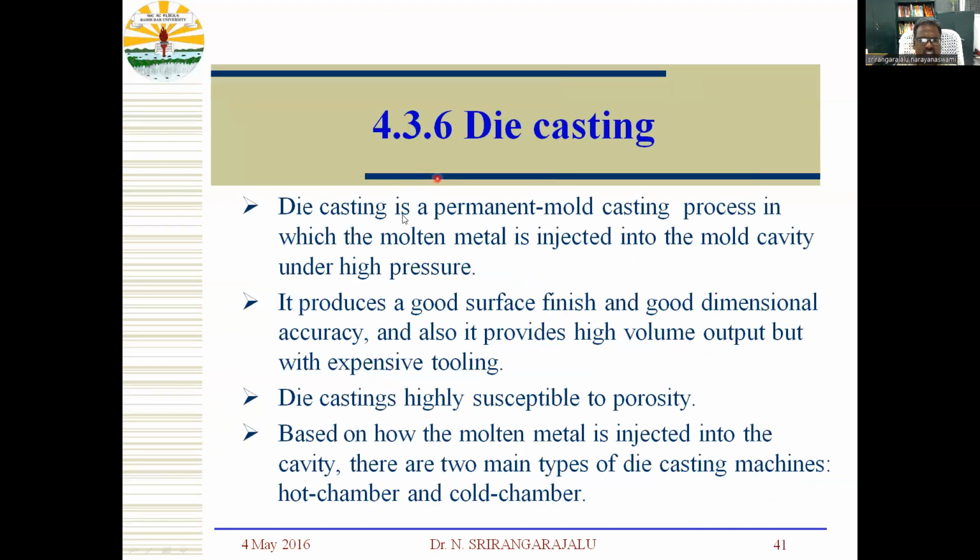Now the die casting process. Die casting is a permanent mold casting process in which the molten metal is injected into the mold cavity under high pressure. The procedure produces a good surface finish and good dimensional accuracy, and it also provides high volume output but with expensive tooling. Die casting is highly susceptible to porosity based on how the molten metal is injected into the cavity. There are two main types of die casting machines: hot chamber die casting and cold chamber die casting.